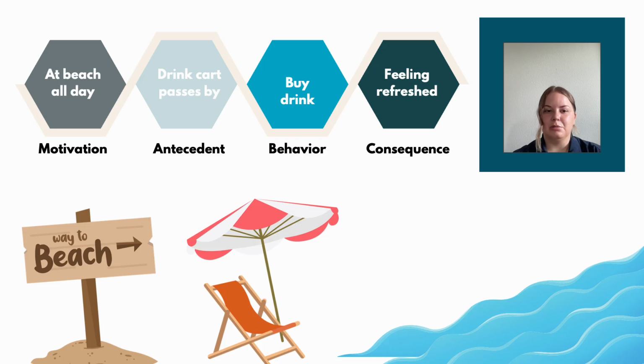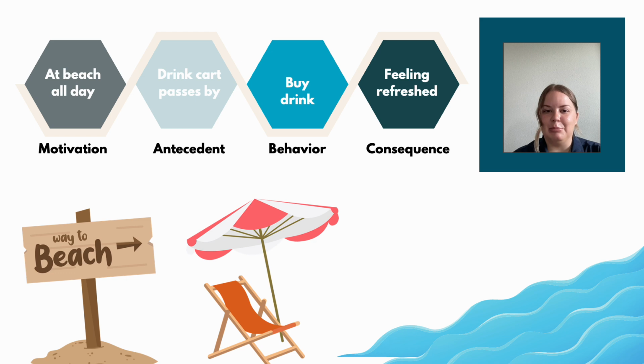To talk about reinforcement more, we're going to talk about this example. Again, reinforcement increases behaviors in similar contexts in the future. So in this example, we've been at the beach all day long. That's our motivation: we're super thirsty, we're super hot, and we haven't had a drink all day. The antecedent is a drink cart passes by. Maybe there are those little drink carts on the beach, and one passes by you. That's the environmental change that's going to result in a behavior. In this case, we're going to buy the drink.